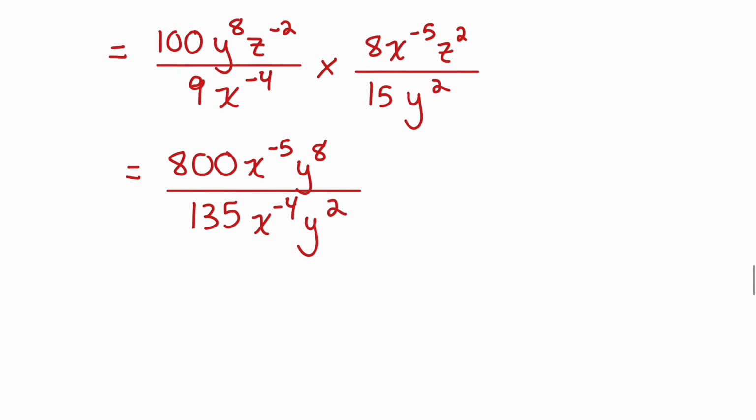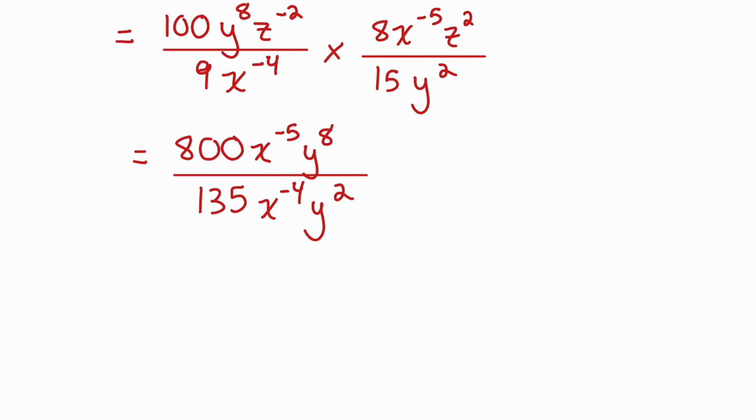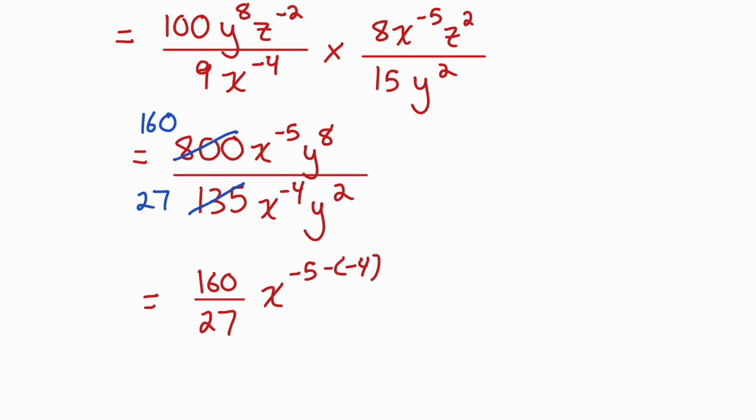And now to finish off this question, I just have to simplify this quotient. 800 divided by 135. Well, 5 goes into both of those numbers. It goes into 800 160 times, and it goes into 135 27 times. So that fraction reduces to 160 over 27. And then dividing these powers of x. Using the quotient of powers rule, I keep the base of x and subtract the exponents, -5 minus -4, which is -1. And dividing the powers of y. As a single power, I keep the base of y and subtract their exponents, 8 minus 2, which is 6.